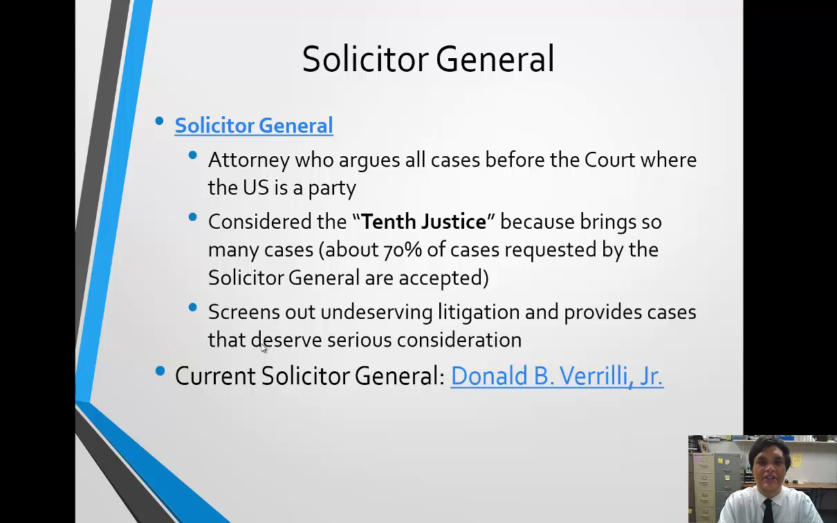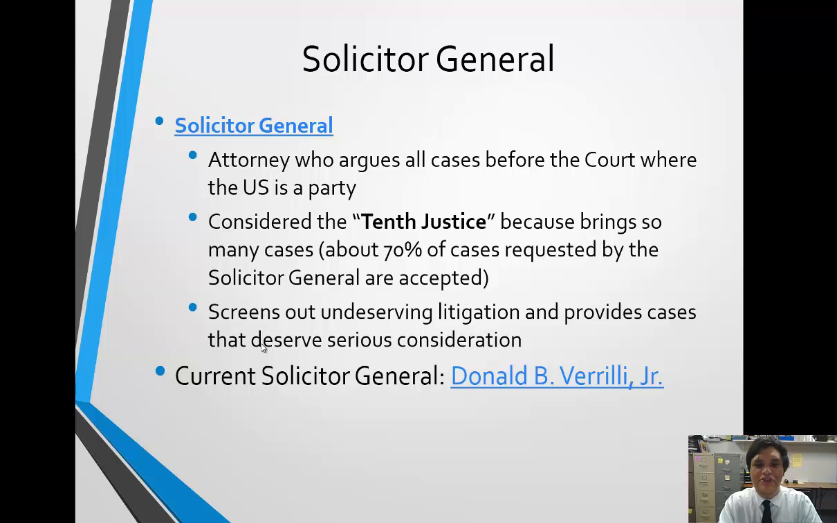The Solicitor General. Let's talk about this just a little bit. This is actually a really important position within United States politics. Even though we don't hear a lot about him, or them, I guess I should say, or about what they do, they're very important in deciding what cases are heard before the Supreme Court, as well as arguing for cases before the Supreme Court. The Solicitor General is simply the attorney who argues all cases before the court where the U.S. is a party. So the Solicitor General is basically an attorney for the United States. In many ways, he's considered the 10th justice because he brings so many cases before the Supreme Court.